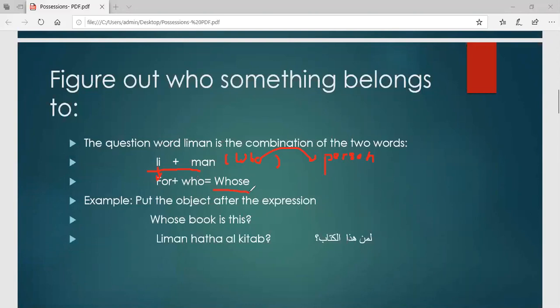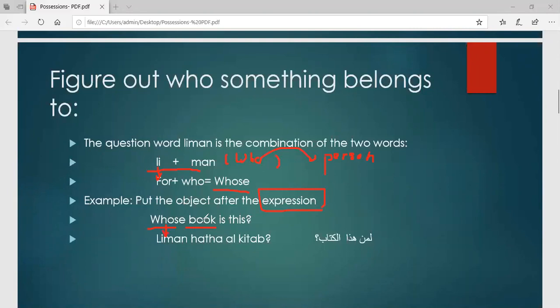Now, for who or whose what? Let's see, what do we put after whose? Put the object after the expression. So you have to put the object that you want to see for who this object belongs to. Okay, it's an object, it's a thing, anything, okay? Here they put an object which is book. Whose book is this?